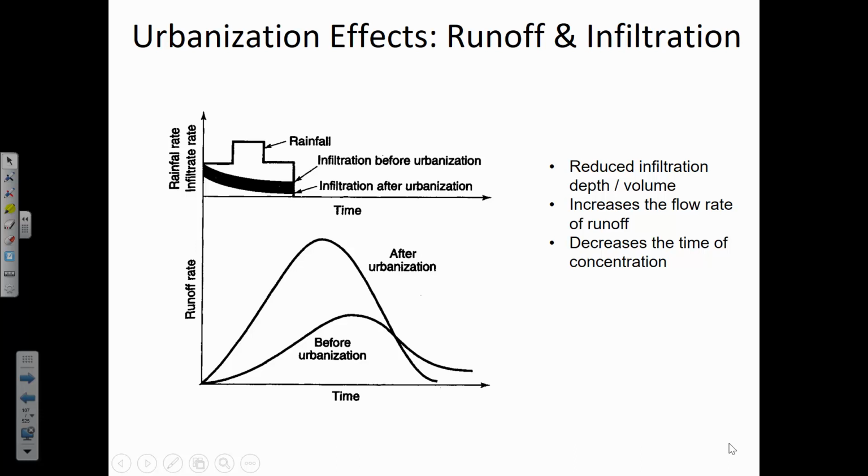So we finished up that example. Now let's talk a little bit about the effects of urbanization on runoff. This top figure is something called a hyetograph. Let me write that on the board because it's different from a hydrograph. The one on the bottom is a hydrograph, which is basically just a visual representation of runoff. But a hyetograph is a visual representation of rainfall.